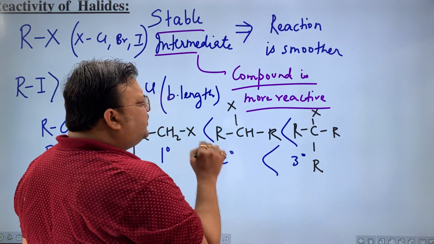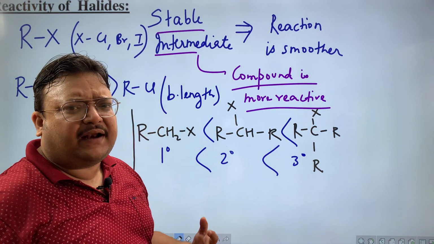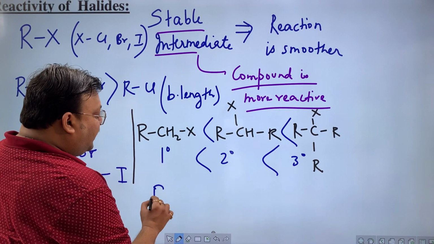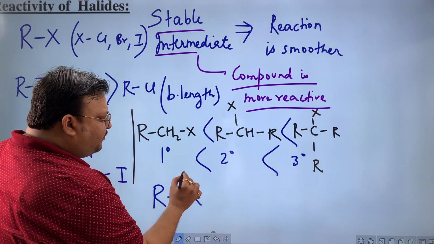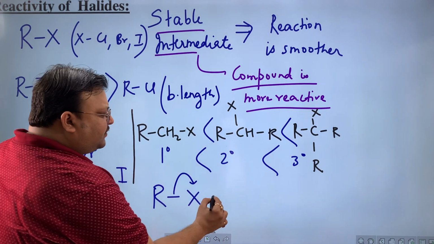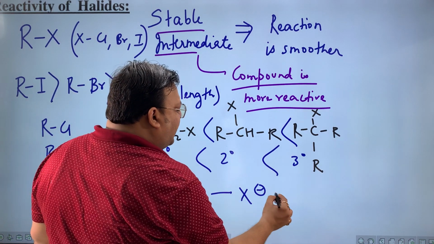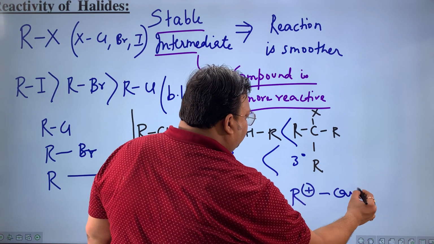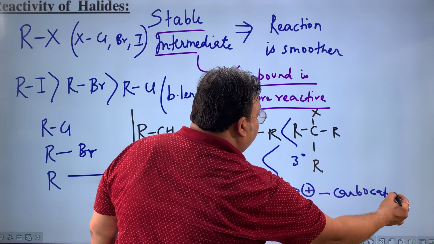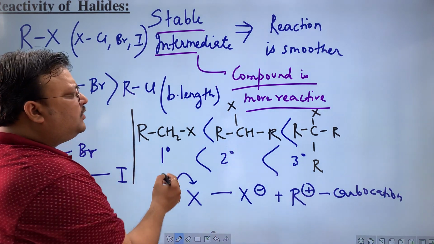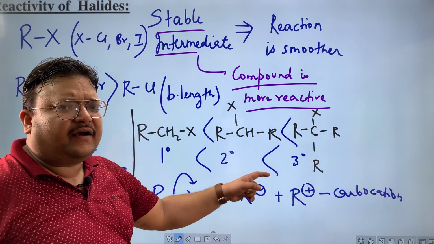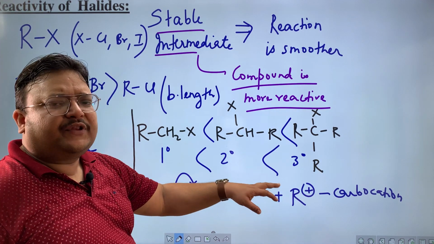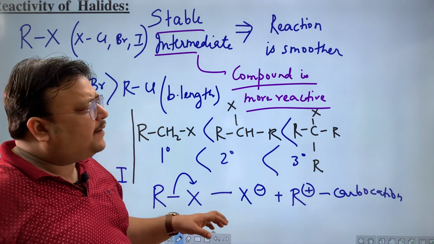Because halides would naturally go as X minus, Cl minus, Br minus. If it goes as Cl minus, Br minus, if this bond breaks in this manner, then the intermediate is a carbocation. See, this is a carbocation, and the carbocation is stable as 3 degree more than 2 degree more than 1 degree. So naturally, the stability of carbocation will decide the reactivity of the compound.